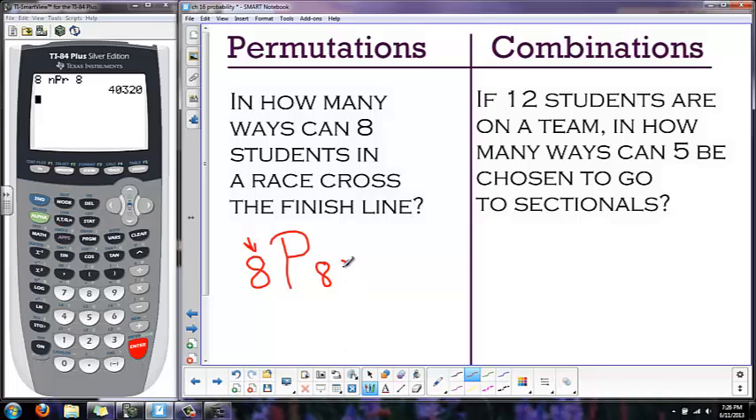Whoa, and apparently there's 40,320 ways that are possible of 8 students crossing a finish line. So we have a total of 8 kids, and we want to know in what order those 8 kids could cross the finish line.